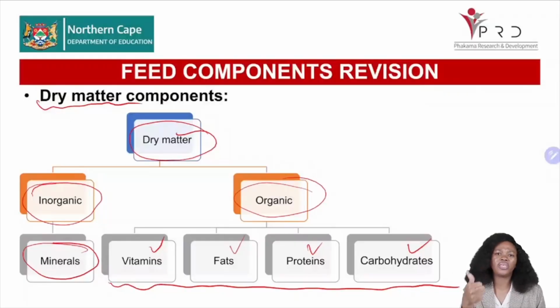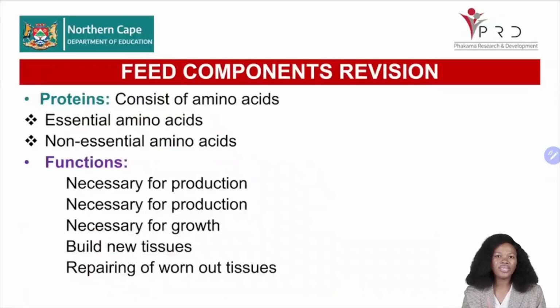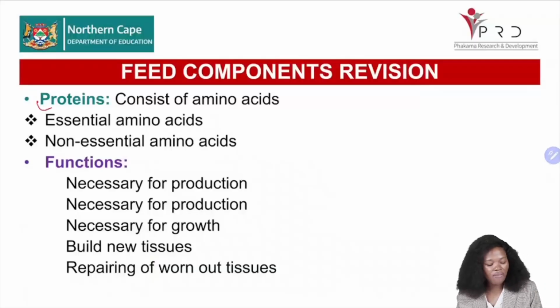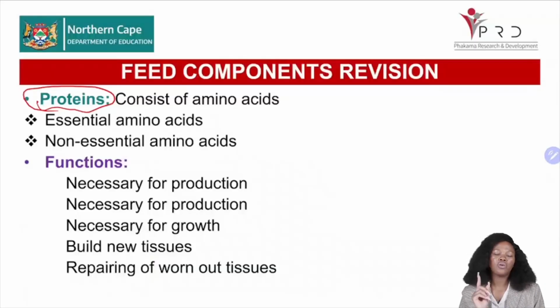It comes in a form of a diagram, or it can come in a form of a picture or an illustration or a schematic diagram. Now, firstly, let us start with the organic nutrients or components of organic dry matter. Firstly, we have the protein. Protein is a nutrient that is organic.